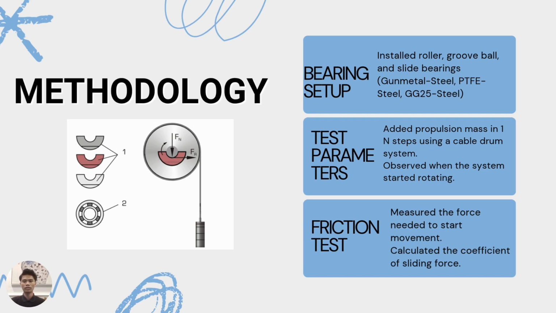So next, for the parameters, propulsion mass was added incrementally in steps of 1 Newton using a cable drum system. The system was carefully observed to determine the exact point when rotation began. Lastly, during the friction test, the force required to initiate movement was measured. Based on this measurement, the coefficient of sliding friction for each bearing type was calculated.